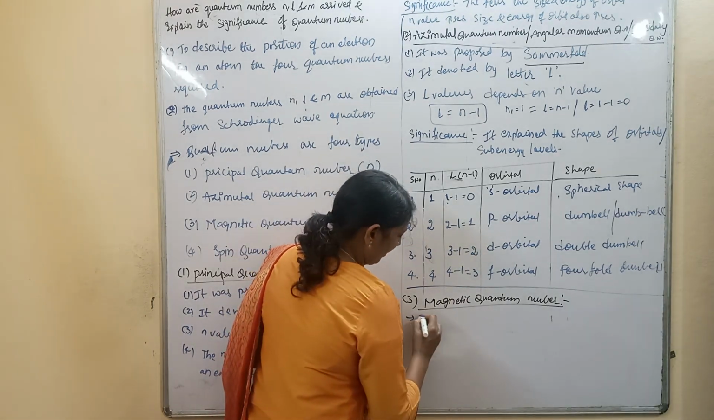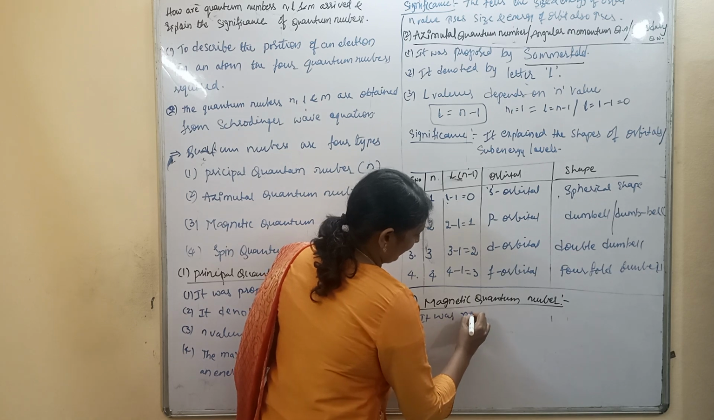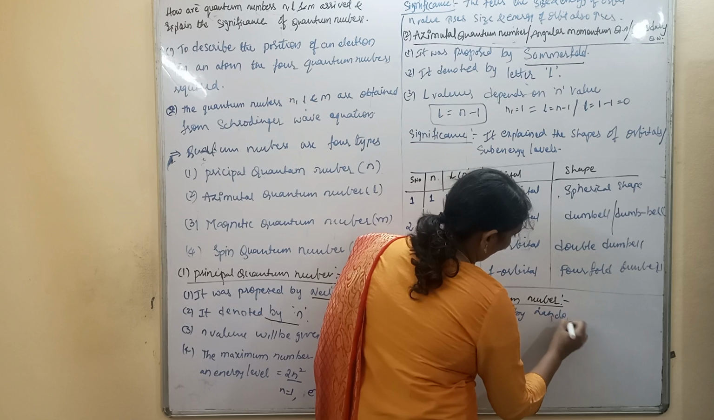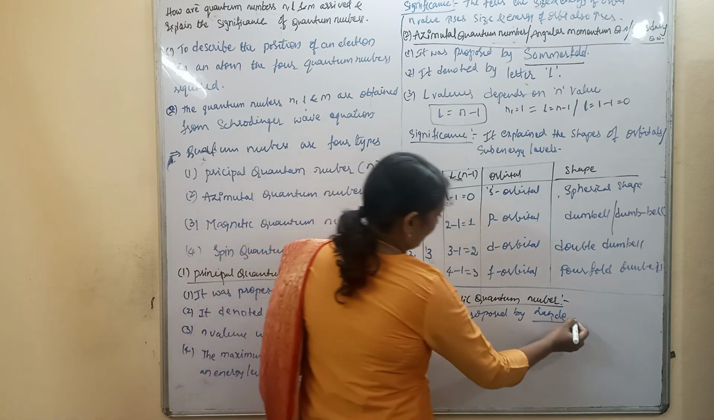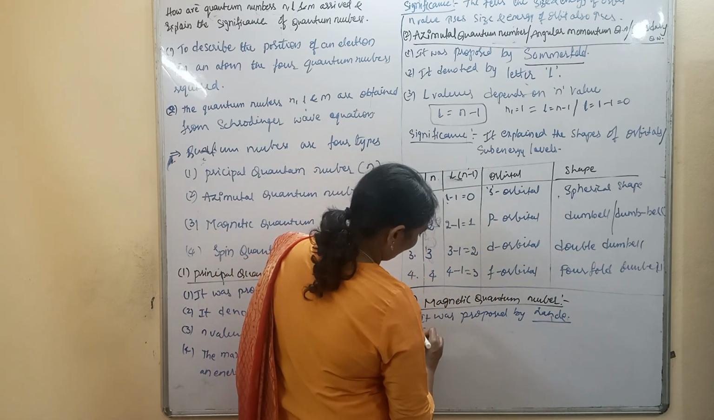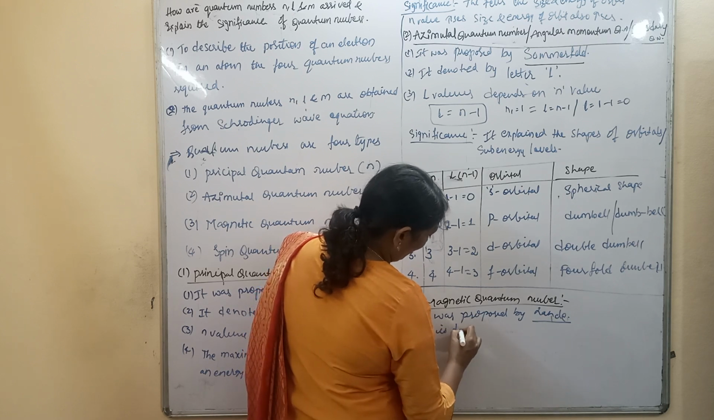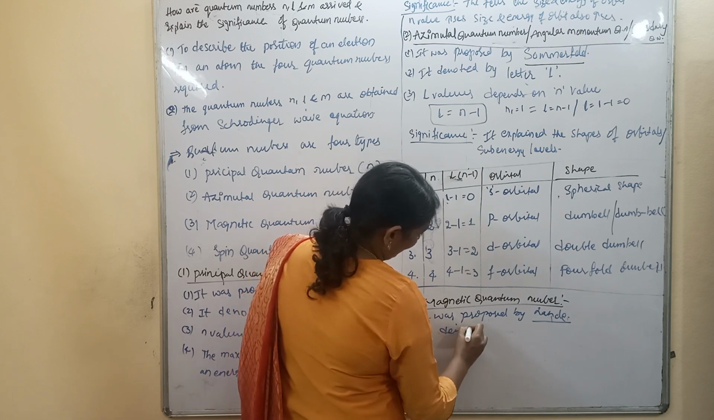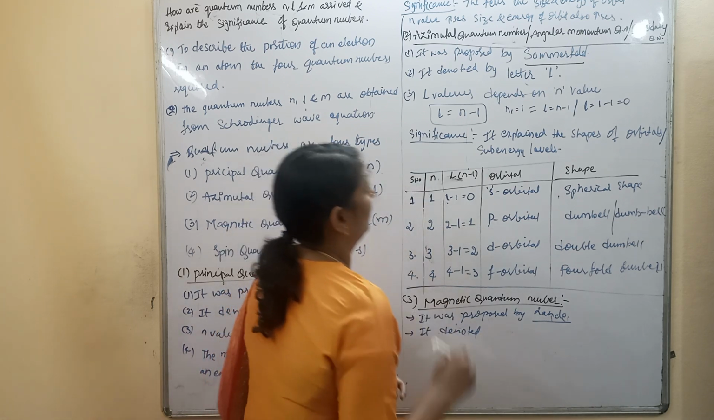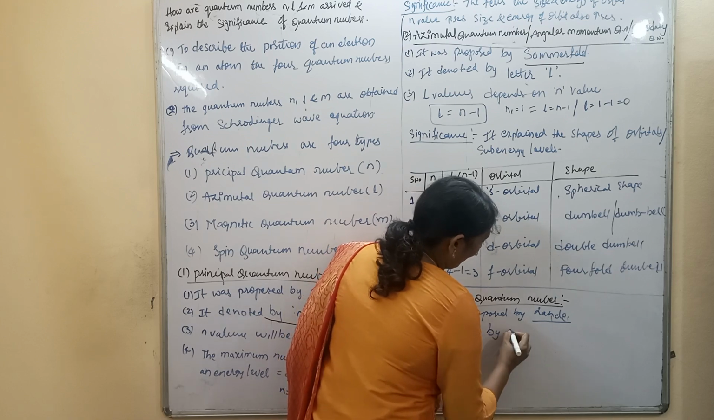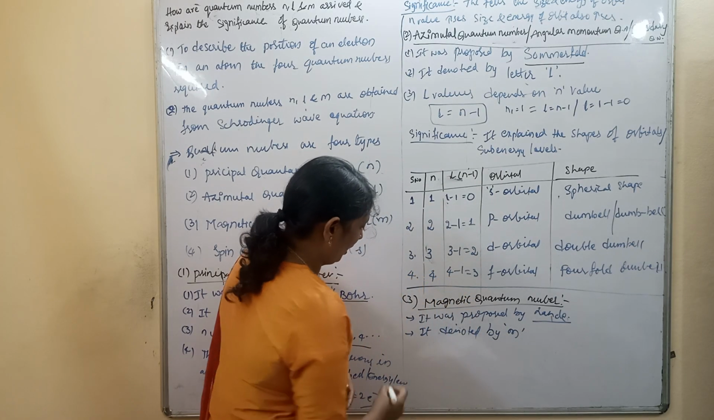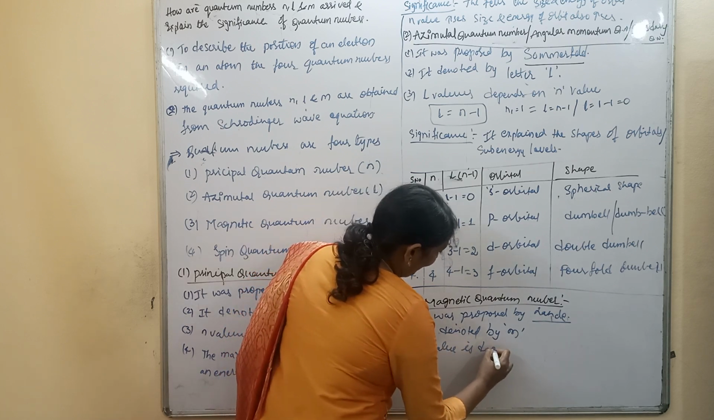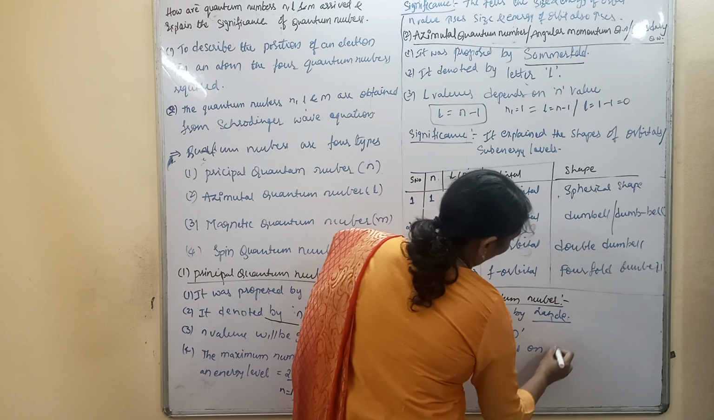What is the first point? It was proposed by Landau. The scientist name was Landau. Next, the second point: it is denoted by the letter small m. So m value depends on L value.